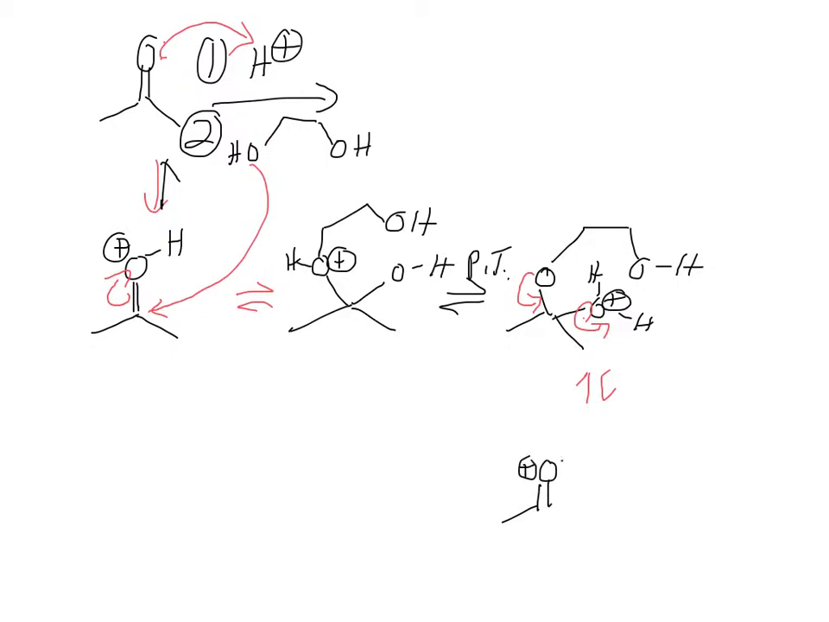Now that turns that carbon to be sp2, which of course is planar. It's going to be much easier to attack, right? It attacks, forms a tetrahedral intermediate.